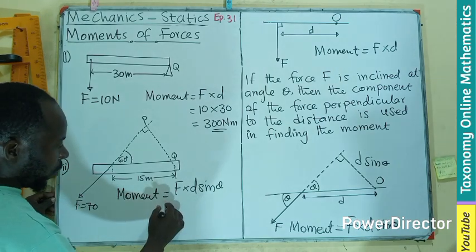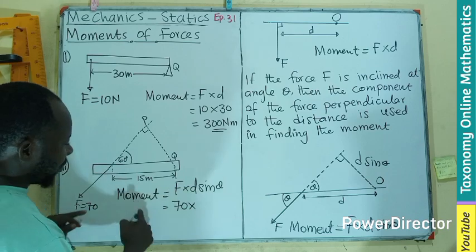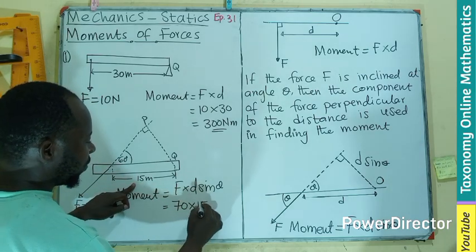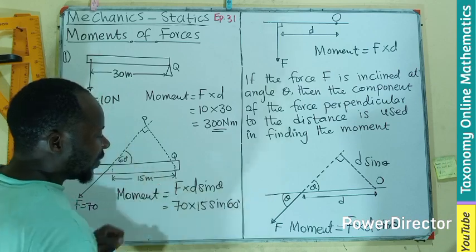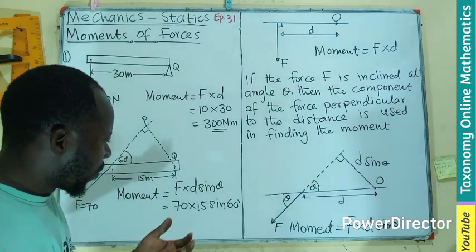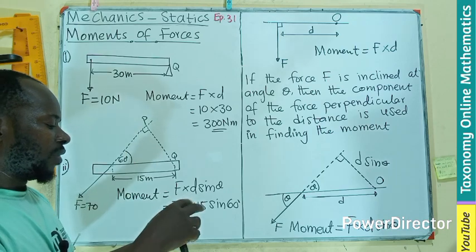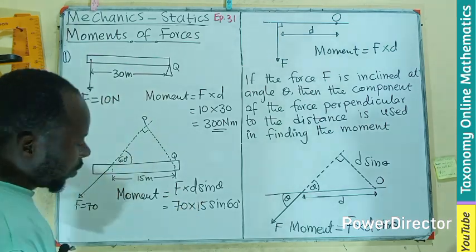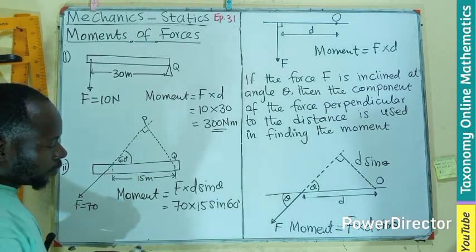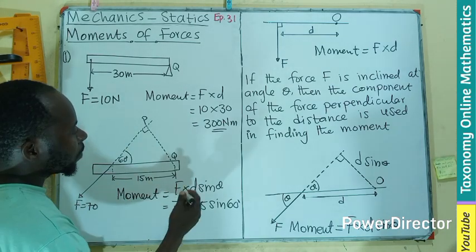So in this case, what do we do? The force is going to be 70 times the distance, which is 15, times the sine of the angle, 60 degrees. What do we have? 0, 30, 45, 60. So we have root 3 divided by 2. So if root 3 divided by 2, we know, let's multiply this and see.